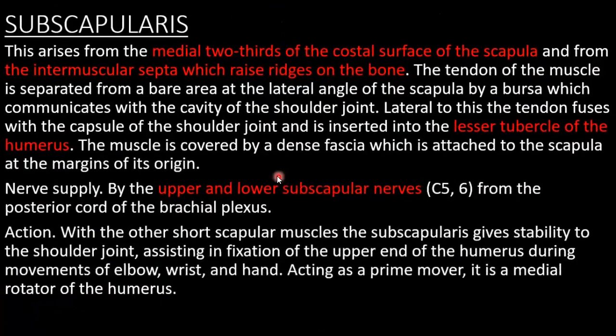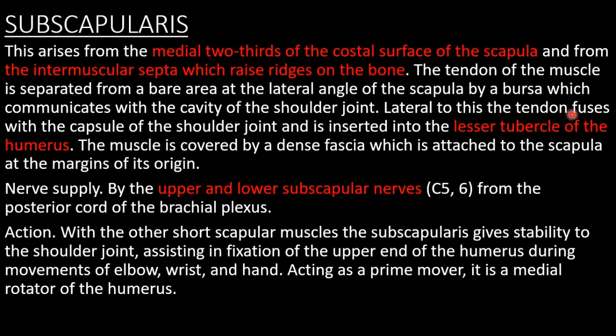Now, subscapularis arises from the medial two-thirds of the costal surface of the scapula, and also from the intramuscular septa, which raise ridges on the scapular bone. Also, the tendon of the muscle is separated from a bare area at the lateral angle of the scapula by a bursa, which communicates with the joint cavity. So the subscapularis bursa usually communicates with the shoulder joint cavity.